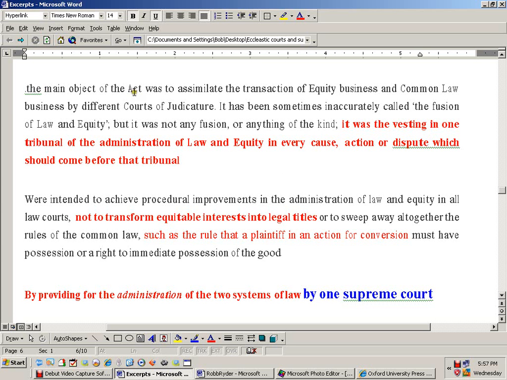The main object of the Act was to assimilate the transaction of equity business and common law business in different courts of judicature. It has been sometimes inaccurately called the fusion of law and equity, but it is not any fusion or anything of the kind. It was the vesting in one tribunal of the administration of law and equity in every cause, action, and dispute which should come before that tribunal. I keep talking like there's only one court that does this.